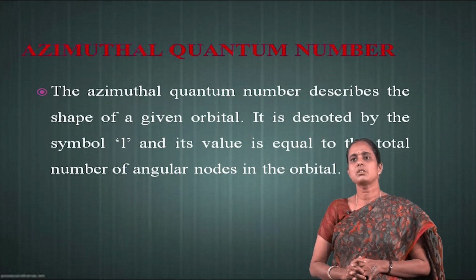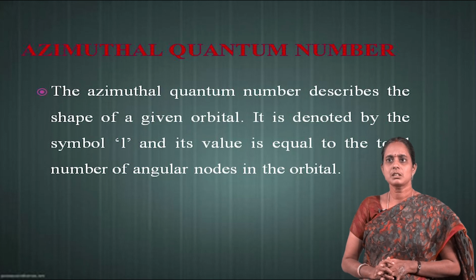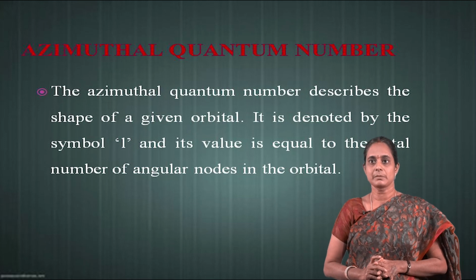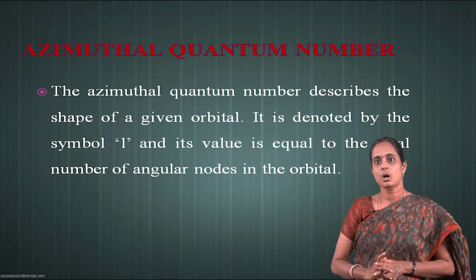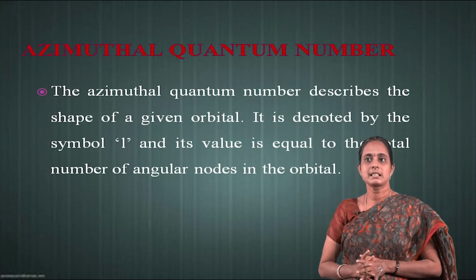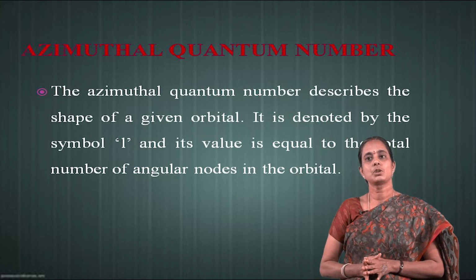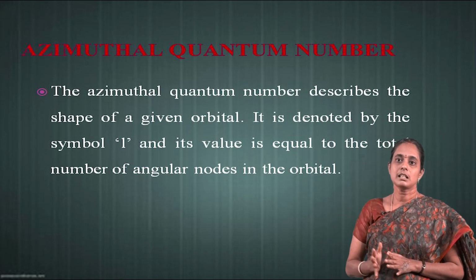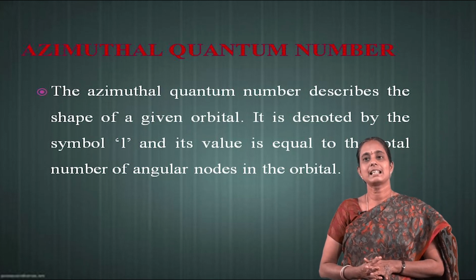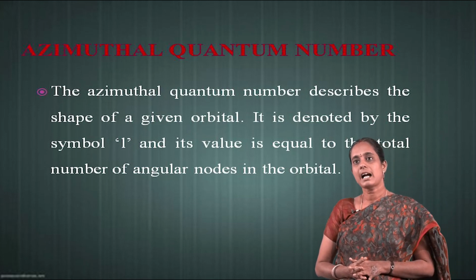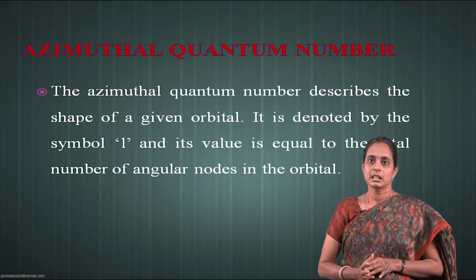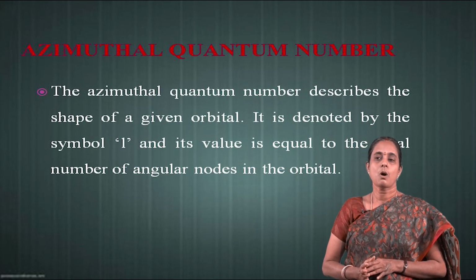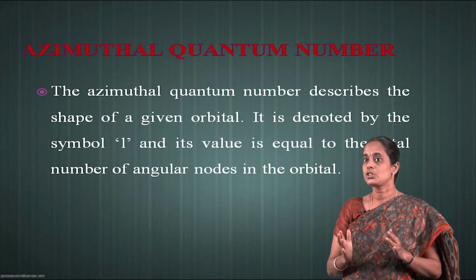Next we see the azimuthal quantum number. The azimuthal quantum number is otherwise known as the orbital angular momentum quantum number. This is denoted by the small l. This quantum number describes the shape of a given orbital and its value is equal to the total number of angular nodes in the orbital. The value of azimuthal quantum number can indicate either an s, p, d or f subshell, which vary in shape.